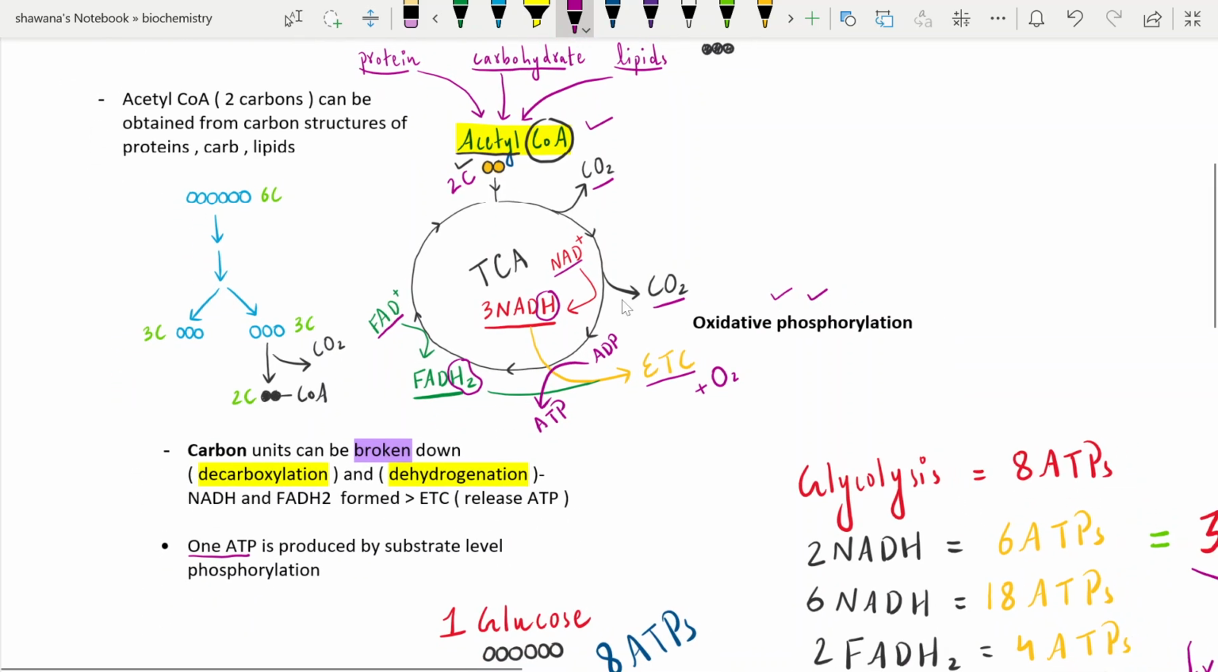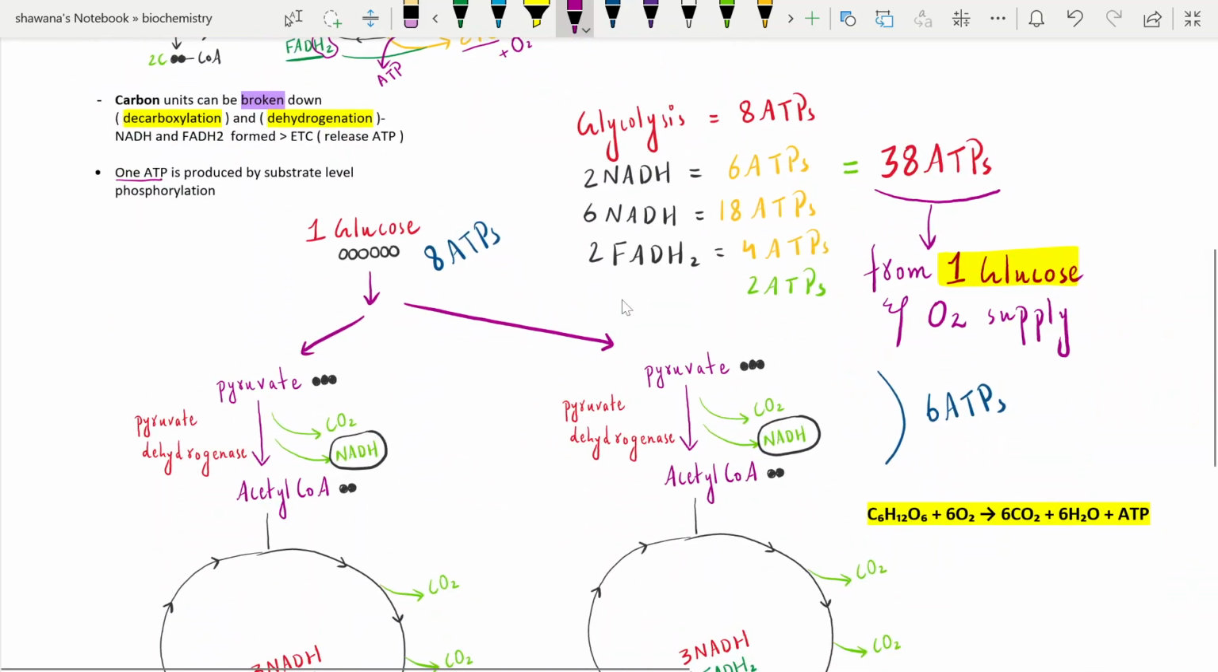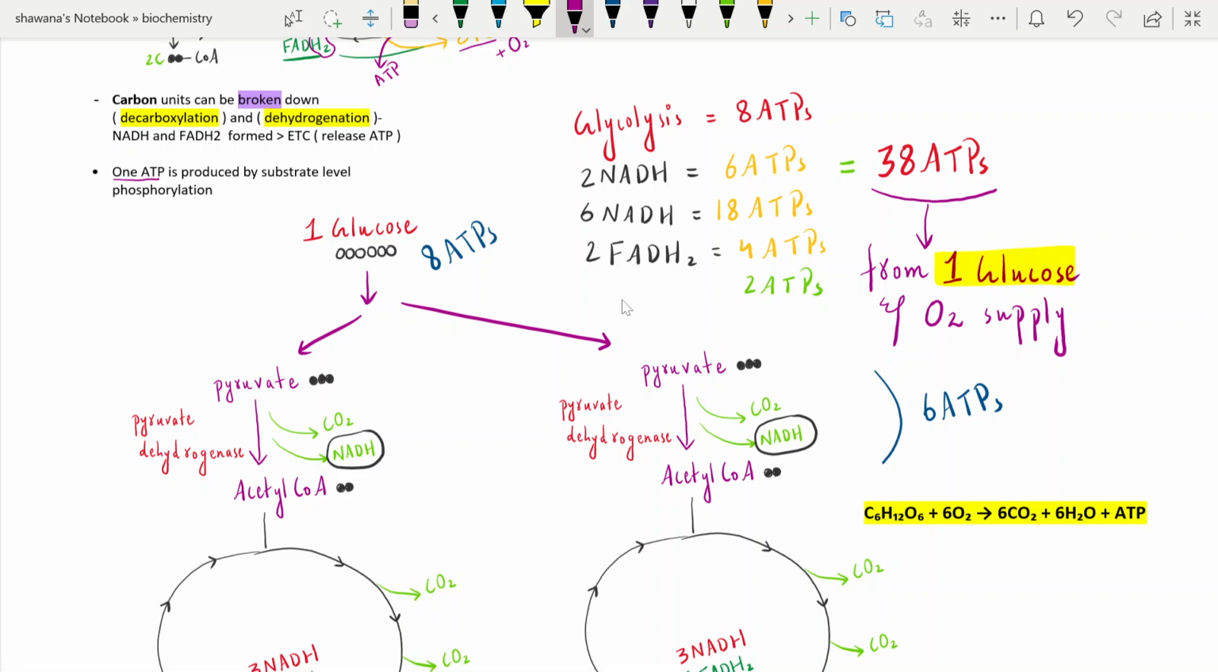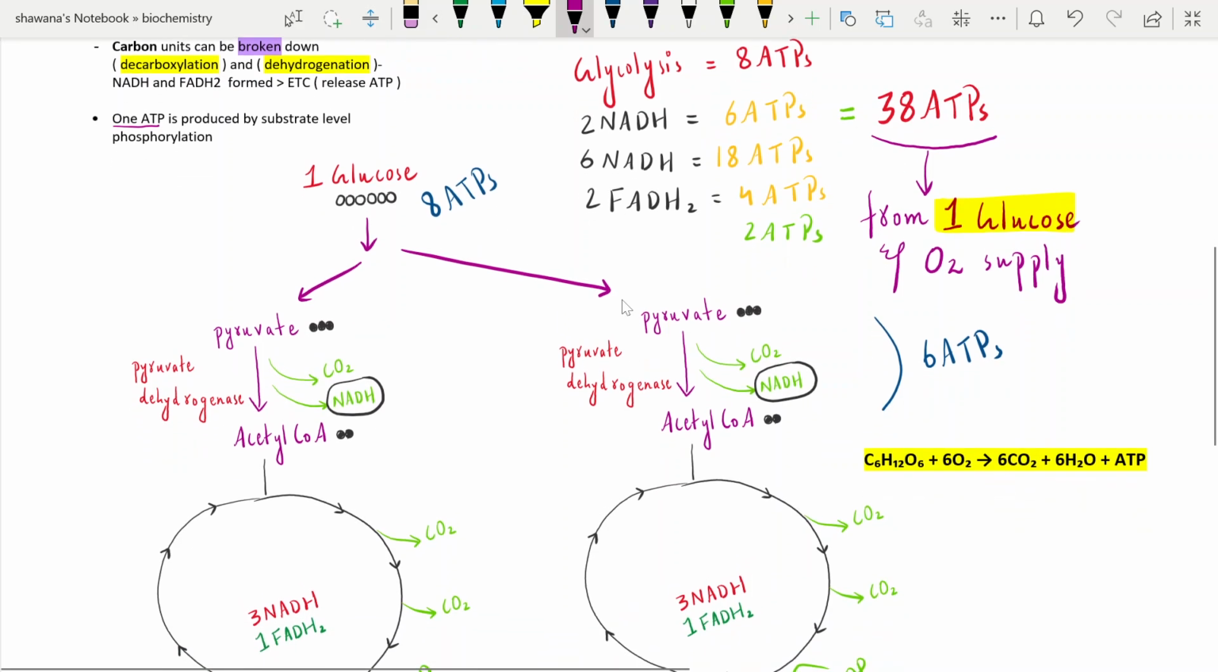So that's important. Let's talk about the energy yielding and energy investing processes of glycolysis and the tricarboxylic acid cycle. We will discuss in detail each of the reactions and enzymes involved, but now this is just an introductory lecture. So let's get started.